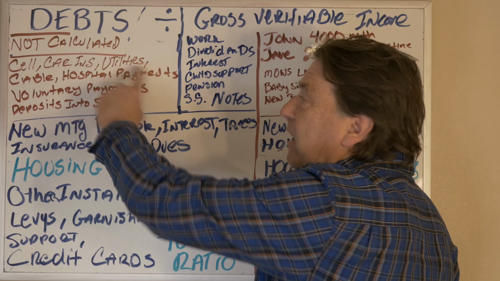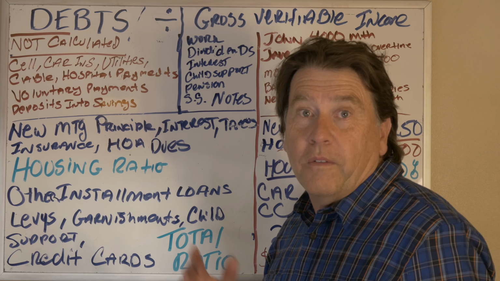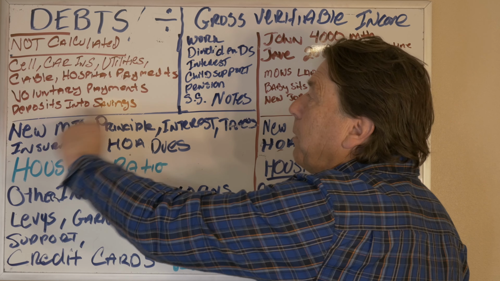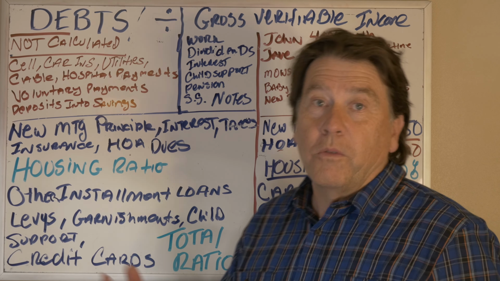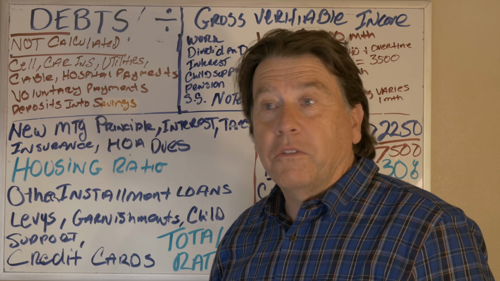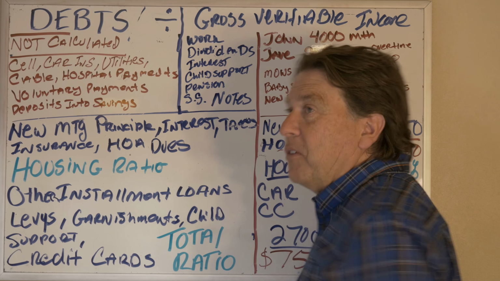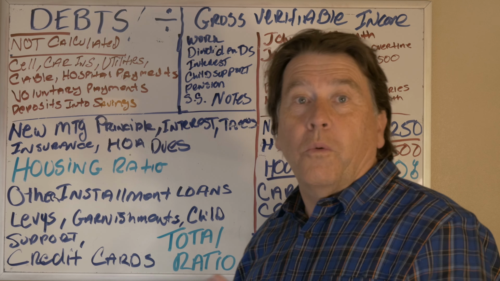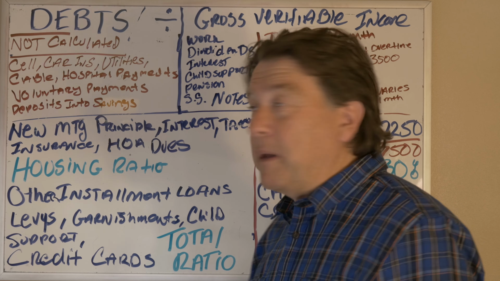Utilities, like electric and gas or sewer, we don't use that either. Cable, hospital payments, let's say you owe the hospital some money. Voluntary payments, let's say you pay some guy to do work on a regular basis on your lawn, you don't have to include that. And deposits into your savings accounts. Sometimes we use that to show that you have credit history, but we don't use that as a payment.